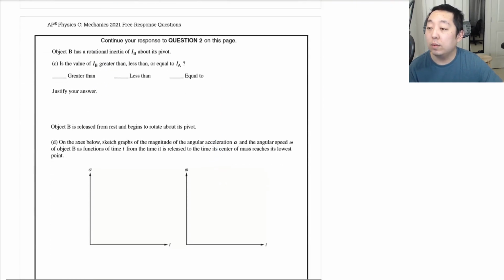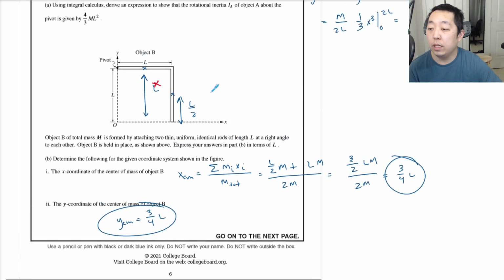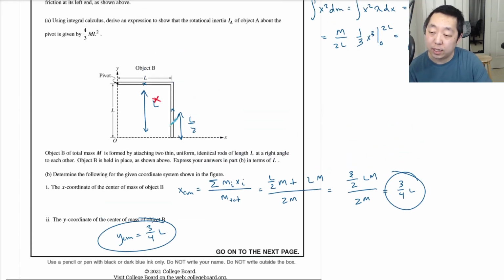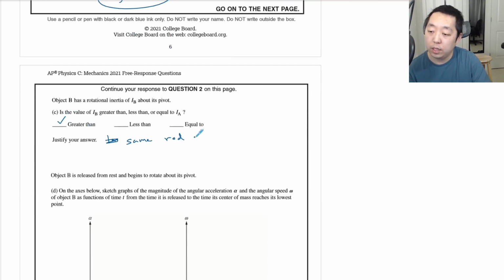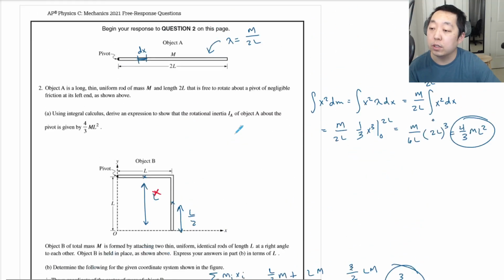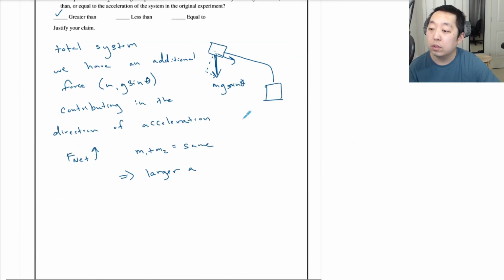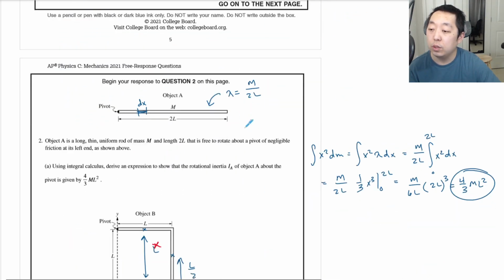Okay, object B has a rotational inertia IB. Is the value of IB greater than or equal to IA? Well, you added another mass at the end here. This is object A, so you added a mass at the end, it was going to increase I. Greater than. It has a larger, so it's the same shape, has the same rod as A. Wait, actually, let's see, it's only L, because the original one was 2L.